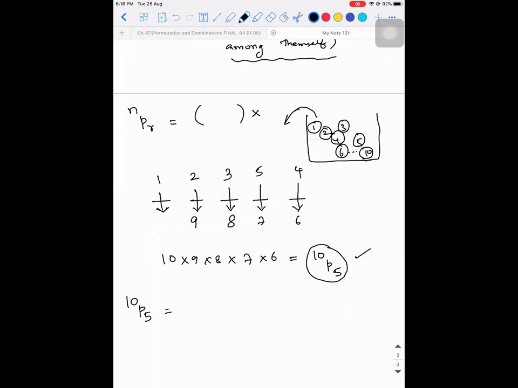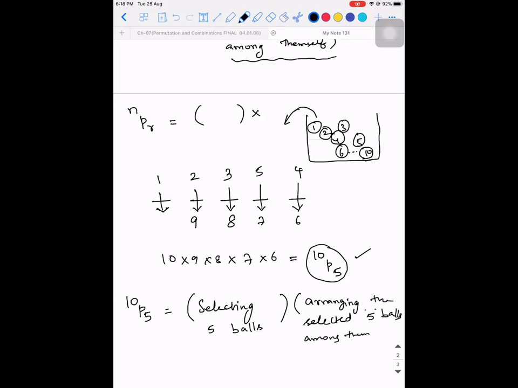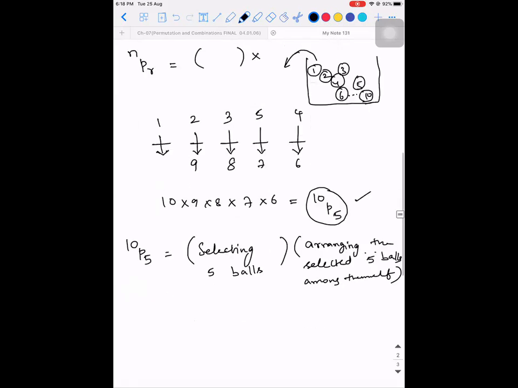logically, what is the practical process you're following? You're taking any 5 balls. You're selecting 5 balls and you're arranging the selected 5 balls among themselves. Are you guys able to understand? See, this is a practical process that you are following. Is it clear till this step? Yes, sir, in 10p5, sir.